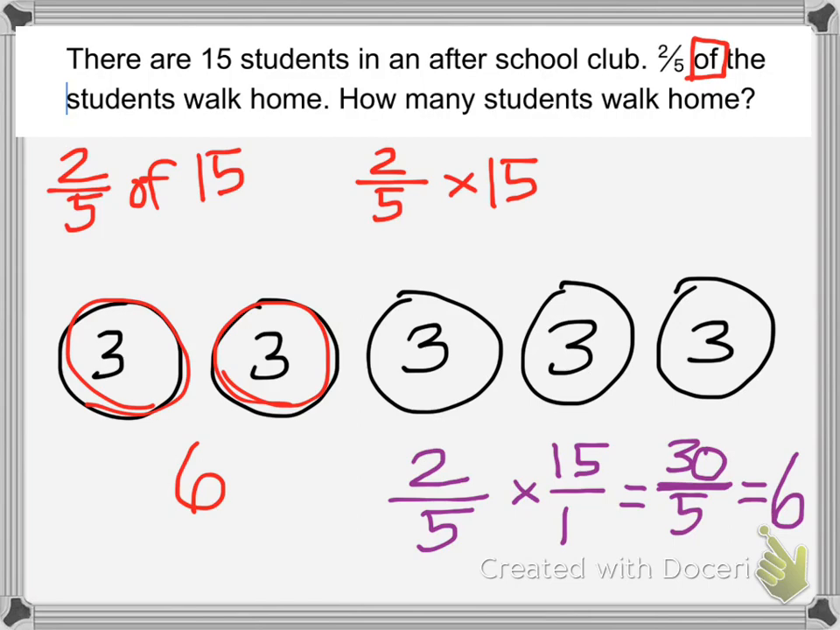So again, what we did today is we found 2/5 of 15. We drew a picture to show 5 groups and put 3 in each group to equal up to 15 to see what 2 of those groups would be. The second way we did it is we did 2/5 times 15 by multiplying the whole number 15 times the numerator and then simplifying it.